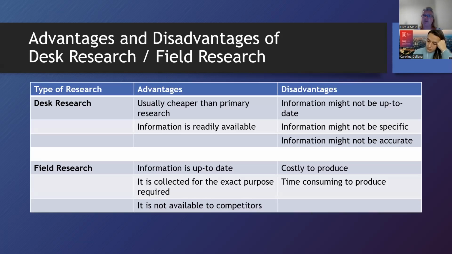Like anything, there are advantages and disadvantages of desk research and field research. Desk research, sitting in the office, reviewing everything that you can find on the internet or from other suppliers, is usually going to be cheaper than sending lots of people out to interview people or sending out lots of questionnaires. The information is also readily available. It's already been collected. But one of the disadvantages is the information might not be up to date. It might not be specific to what you need in your company, or it might not be accurate. You're relying on other people.